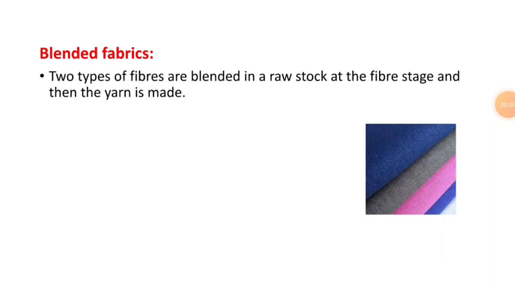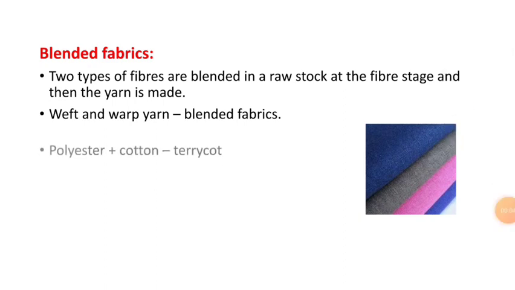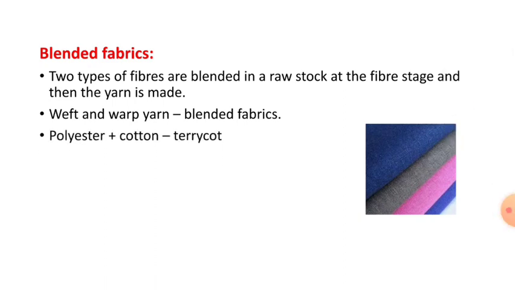Third one is blended fabrics, in which two types of fibers are blended in a raw stock at the fiber stage and then the yarn is made. The fabric made by using such yarns as warp yarn and weft yarn are known as blended fabrics. For example, polyester plus cotton gives us terracotta. Next is polyester plus silk gives us terry silk. So these are the types of fabrics available in the market.